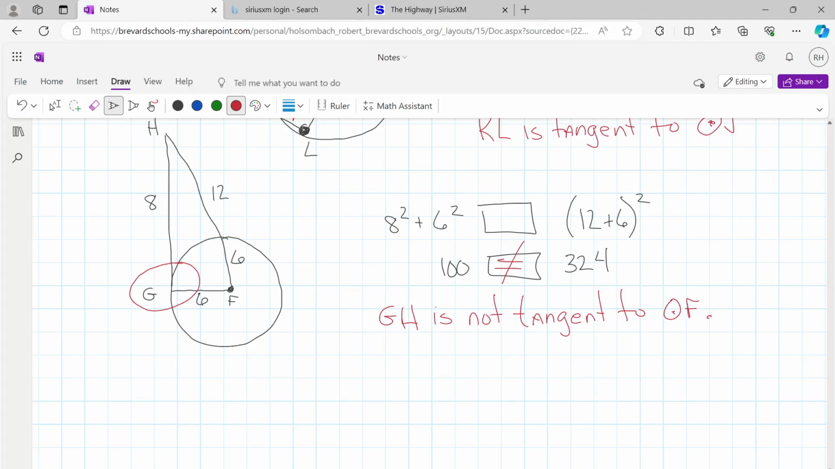All right, so any questions on tangents, common tangents, determining if a segment or a line is actually tangent to a circle?